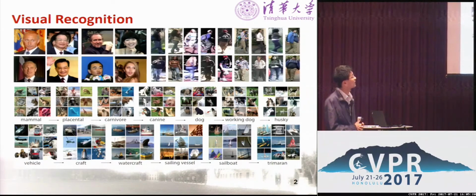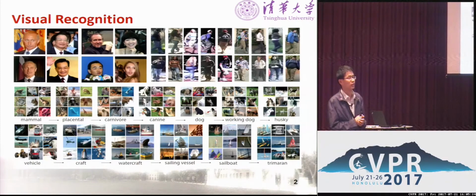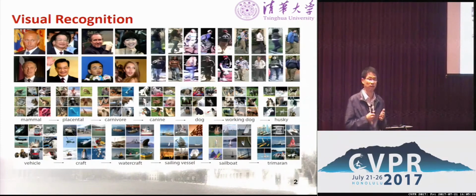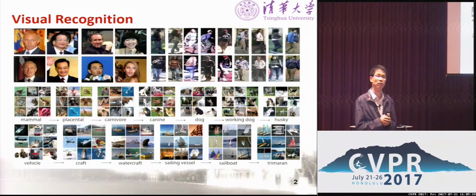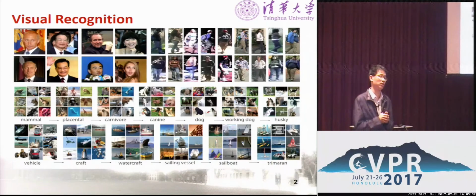One typical example in visual recognition is face recognition. For face recognition, there are two different settings. One is face verification. Given a pair of face images or videos, we want to determine whether they are from the same person or different people.